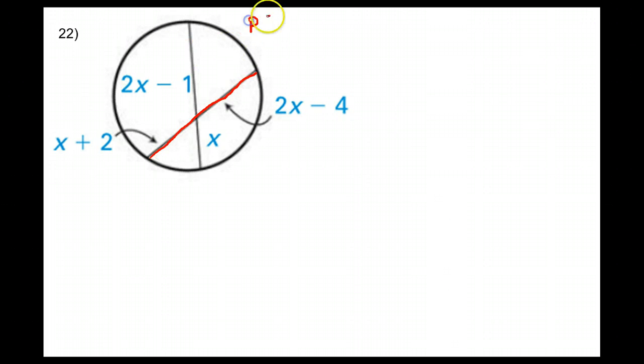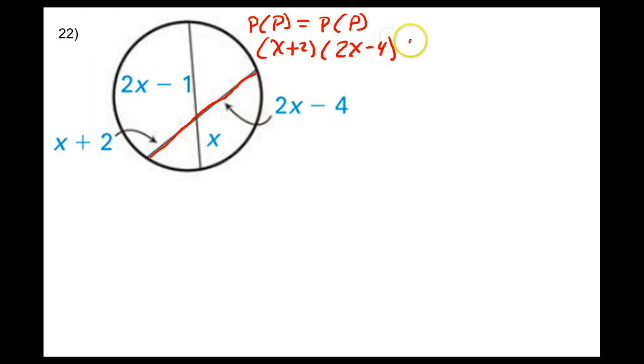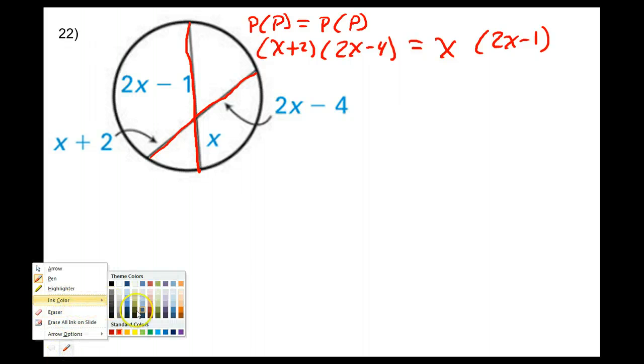All right, so once again we're doing part times part is equal to part times part. So looking at the red chord, the two parts are x plus 2 and 2x minus 4. And that should be equal to the other chord, where the parts are x and 2x minus 1. So let's be real careful when we multiply these out, because we're going to have to do the distributive property twice.